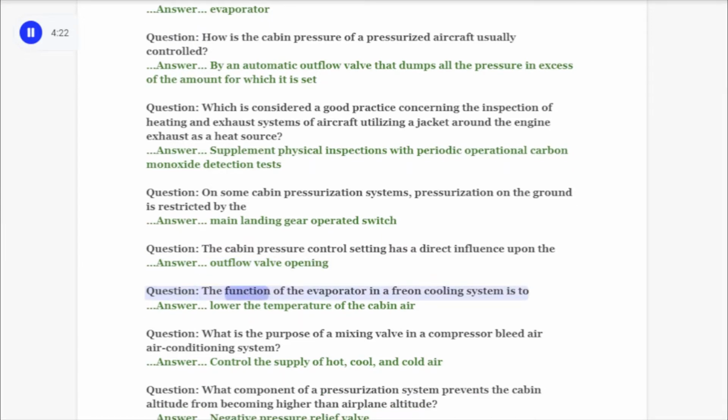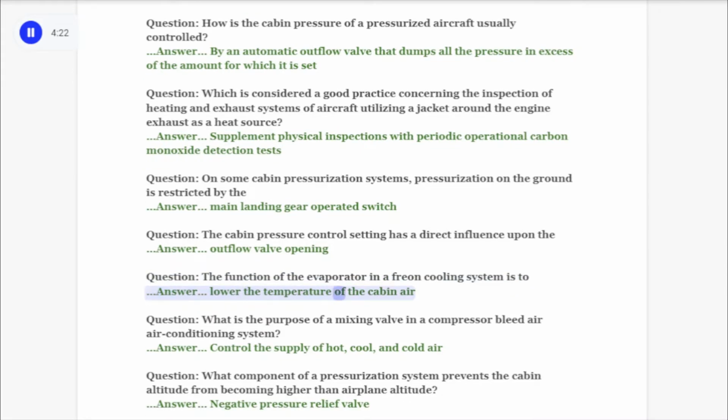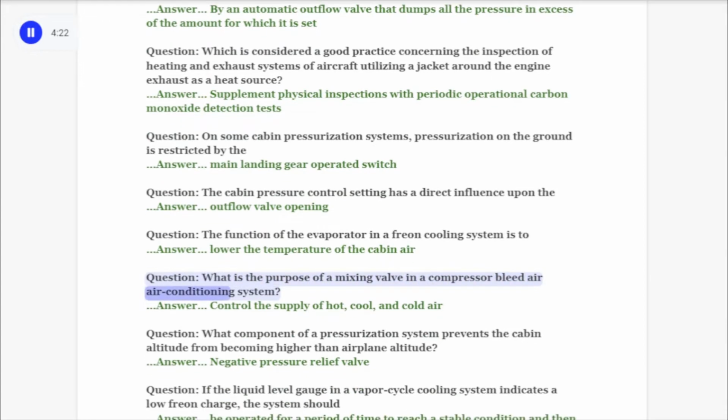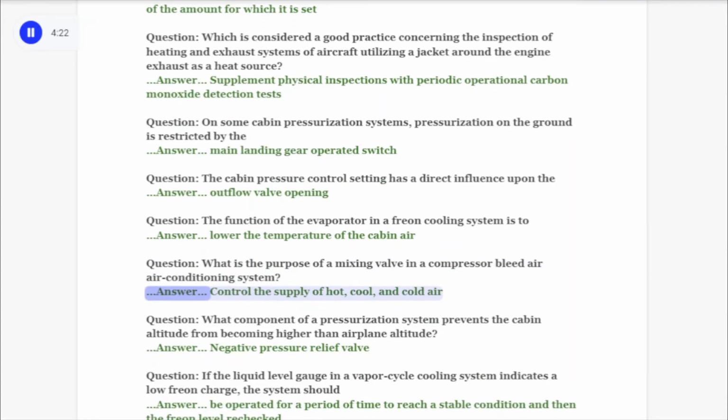Question: The function of the evaporator in a Freon cooling system is to? Answer: Lower the temperature of the cabin air. Question: What is the purpose of a mixing valve in a compressor bleed air conditioning system? Answer: Control the supply of hot, cool, and cold air.